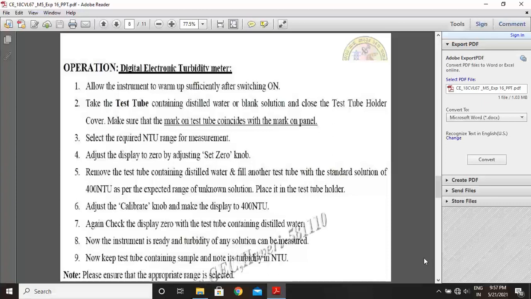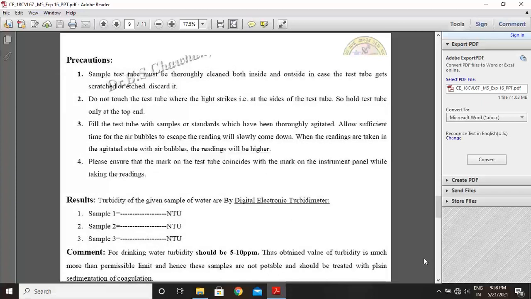Now place the test tube containing the sample and note its turbidity in NTU. Please ensure that the appropriate range is selected. So these are the operation steps of the instrument. Here some precautions are required. There are 4 precautions while conducting these experiments and operating the instrument.